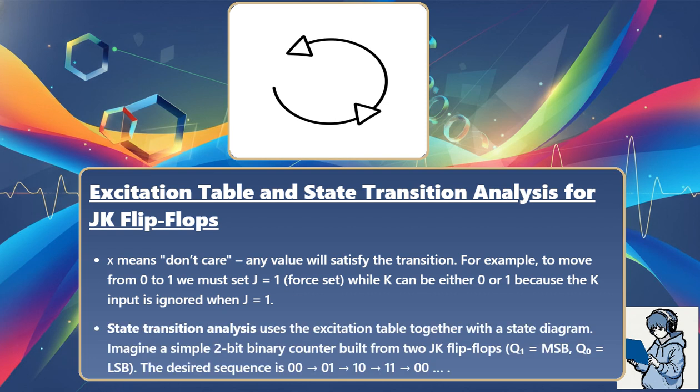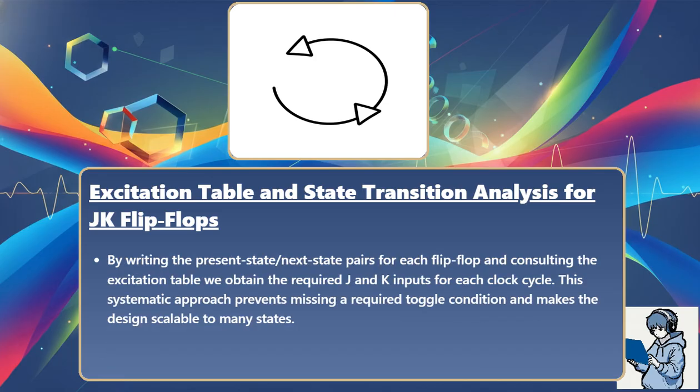State transition analysis uses the excitation table together with a state diagram. Imagine a simple 2-bit binary counter built from two JK flip-flops. Q1 equals MSB. Q0 equals LSB. The desired sequence is 00 to 01 to 10 to 11 to 00. By writing the present state, next state pairs for each flip-flop and consulting the excitation table, we obtain the required J and K inputs for each clock cycle. This systematic approach prevents missing a required toggle condition and makes the design scalable to many states.